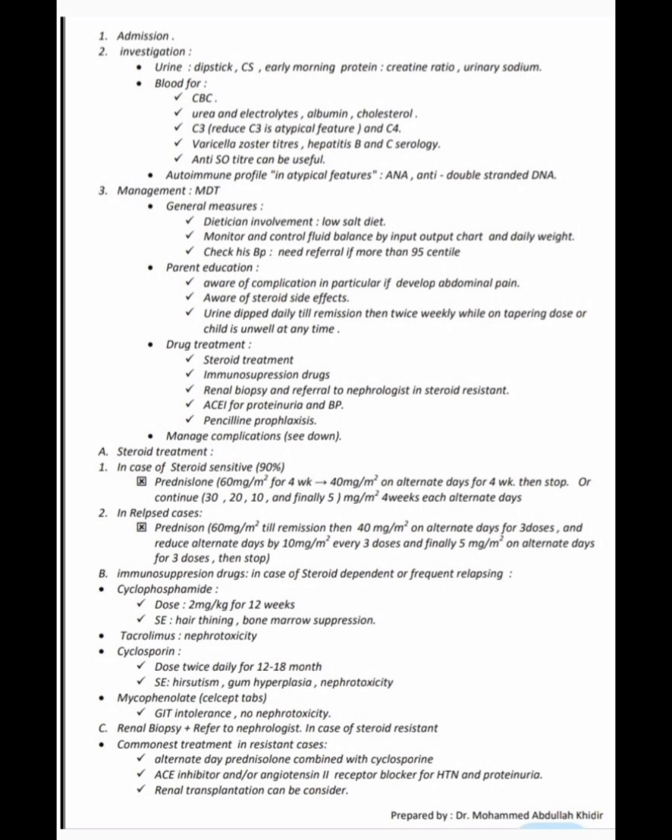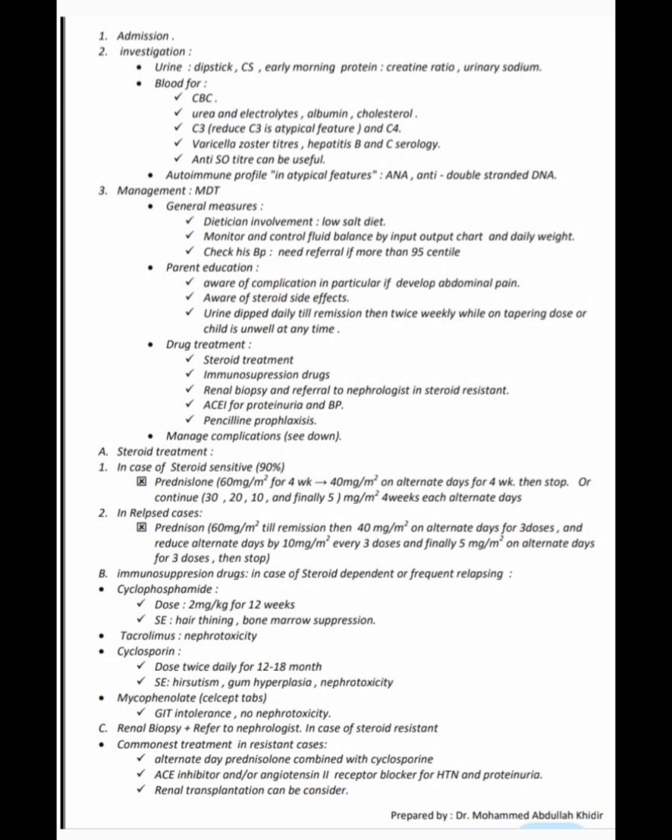Aware of steroid side effects. Urine dipped daily till remission, then twice weekly while on tapering dose or when the child is unwell at any time. Drug treatment. What is the drug treatment we give? Steroid treatment, immunosuppression treatment, renal biopsy and referral to the nephrologist in steroid resistance. ACE inhibitor for proteinuria and blood pressure, and penicillin prophylaxis.